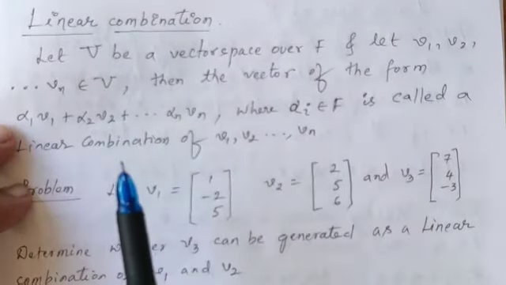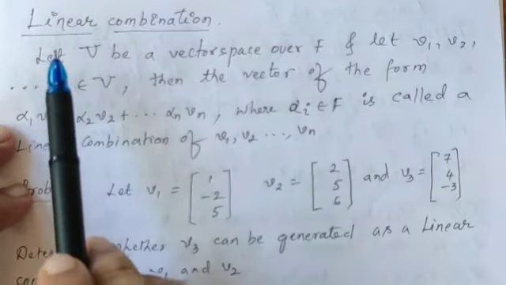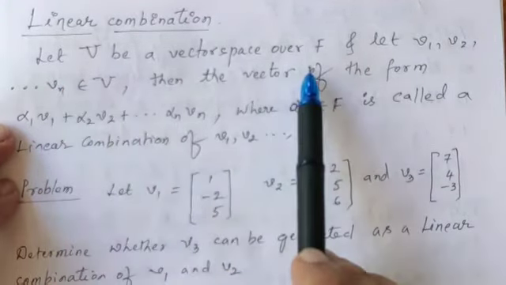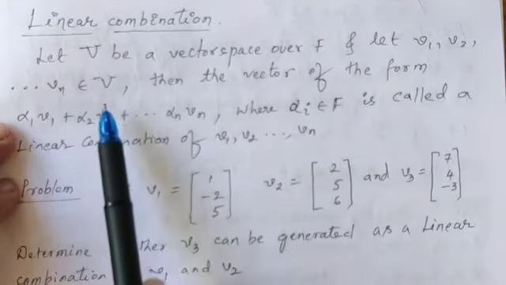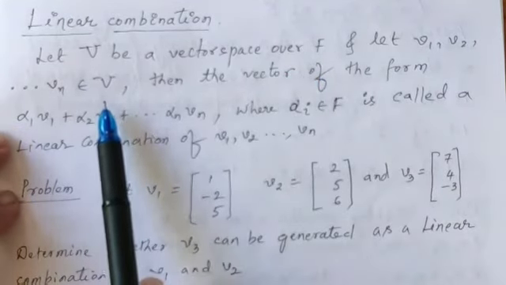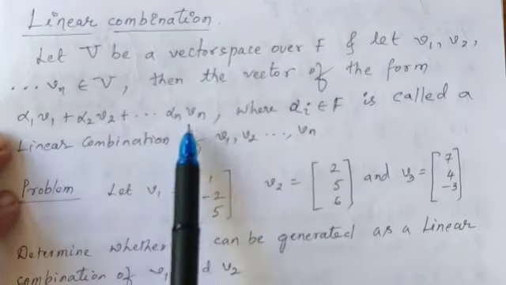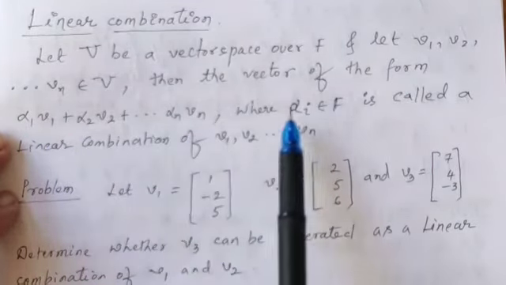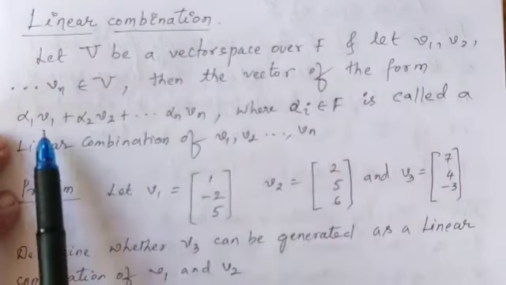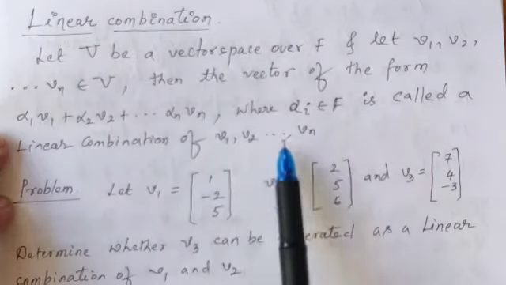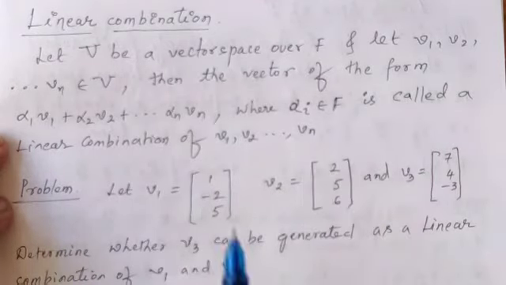So next we will move to the concept known as linear combination. Let V be a vector space over F and V1 to Vn are vectors in V, then the vector of the form alpha 1 V1 plus alpha 2 V2 etc. alpha n Vn, where alpha 1, alpha 2 etc. alpha n are scalars, is called the linear combination of the vectors V1, V2 etc. Vn.